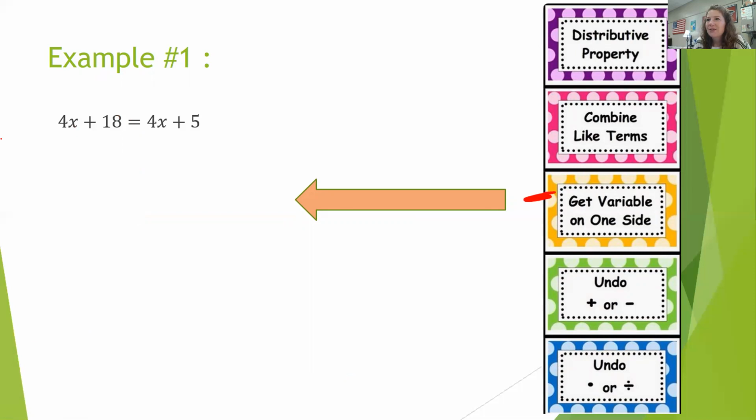Okay. So let's get our x's together. So we're going to subtract 4x from both sides.